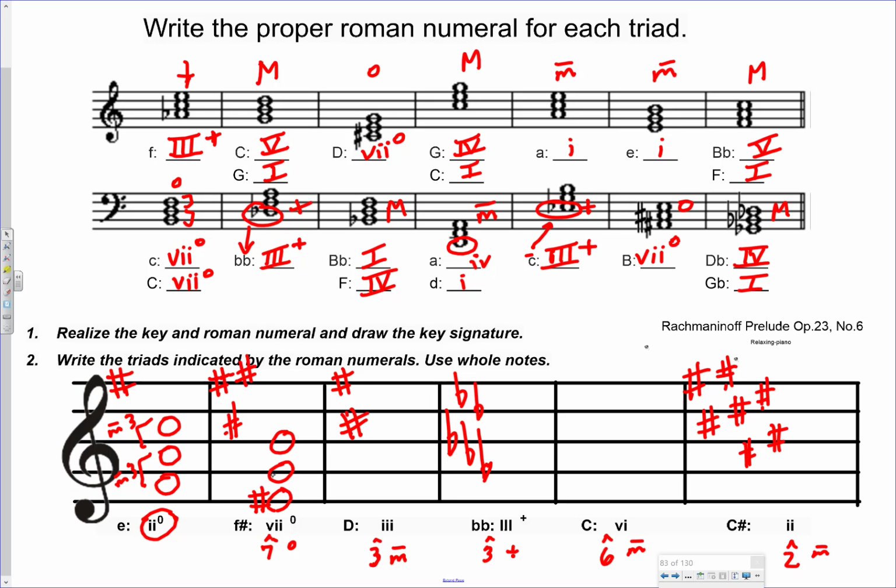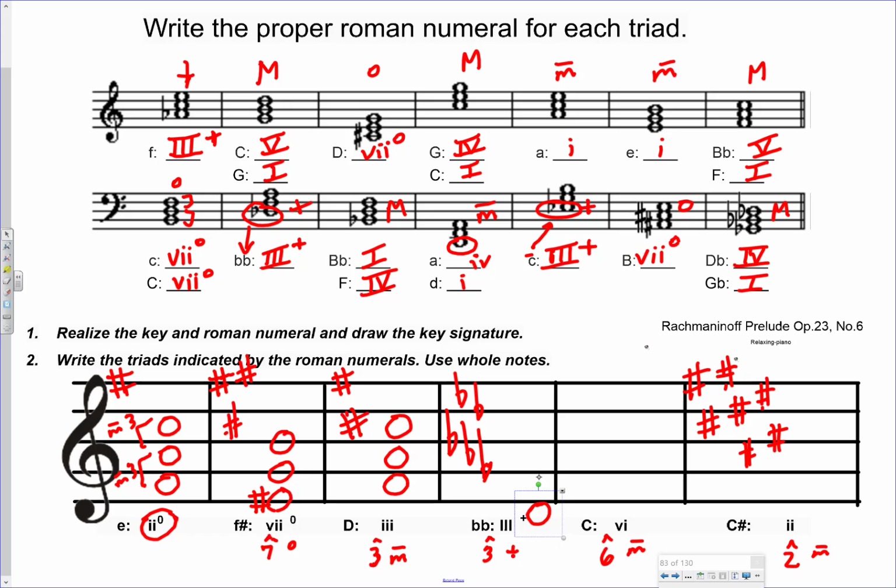For the 3rd measure, D major, the 3 chord, the 3rd scale degree of D major is F sharp. That's the root. Now I can build my triad and make sure it's minor. F sharp to A, minor 3rd, A to C sharp, major 3rd. For the next one, B flat minor, I need the 3 augmented chord. What's the 3rd scale degree in B flat minor? That would be a D flat. I can write it down here, or perhaps you wrote it up the octave, that would be fine as well.